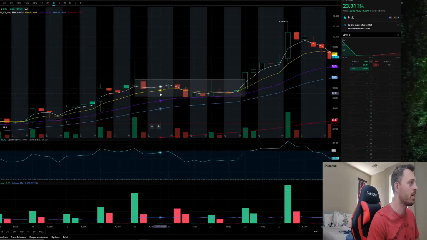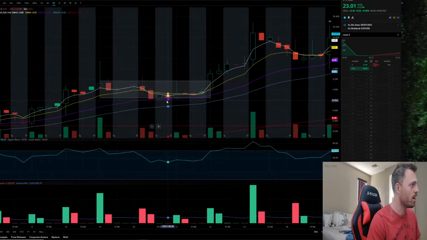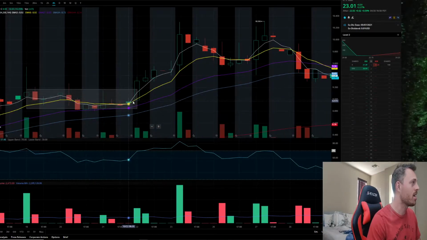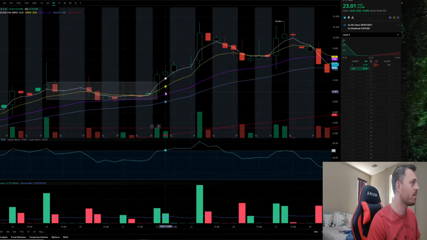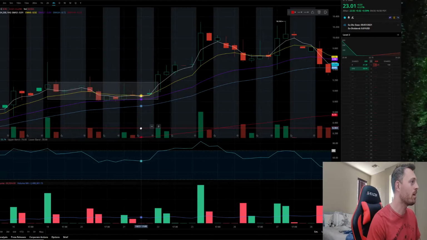I'm not going to touch my stop loss. Then we have a red day, another consolidation day, and then we have our next green day. That's when I finally move up my stop loss after this day closes to just below the previous day's low.